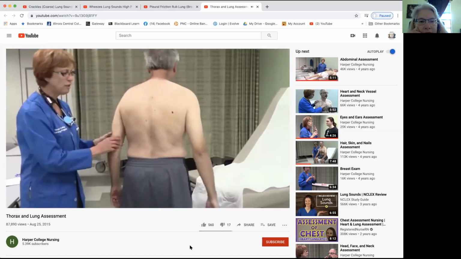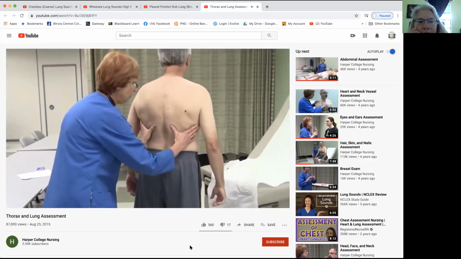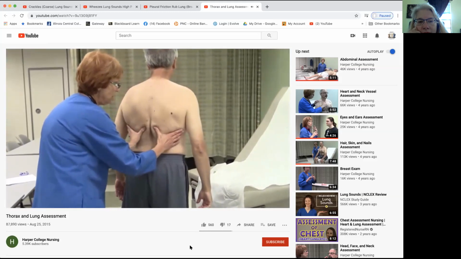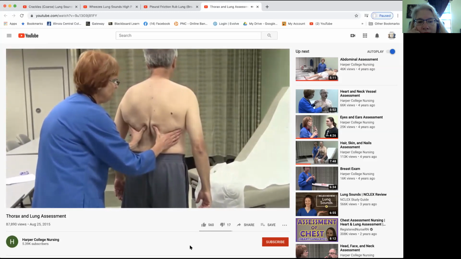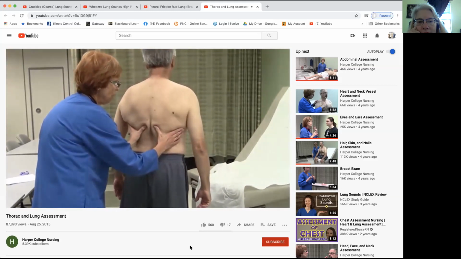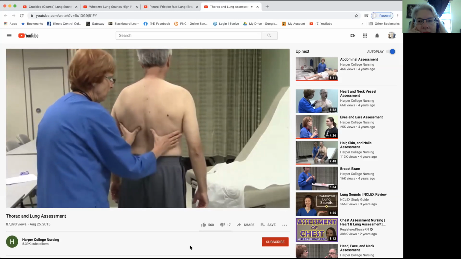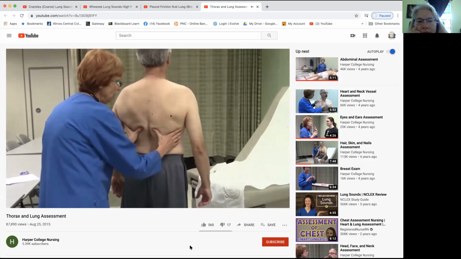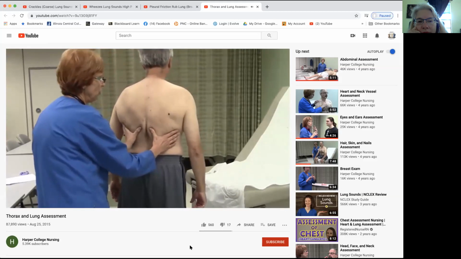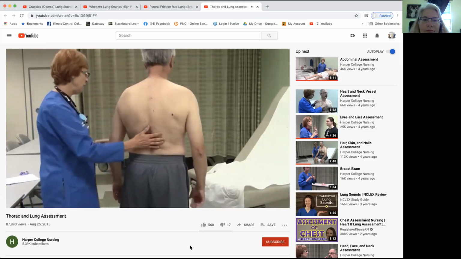Can you stand up for me for just a second and turn around? I'm going to check the expansion of the chest by putting my thumbs right here. Can you take a big breath in and out? You see my hands move in and out. Do that one more time. In and out. Good. The chest expands symmetrically. Have a seat again.